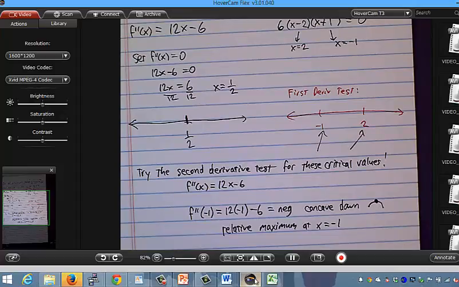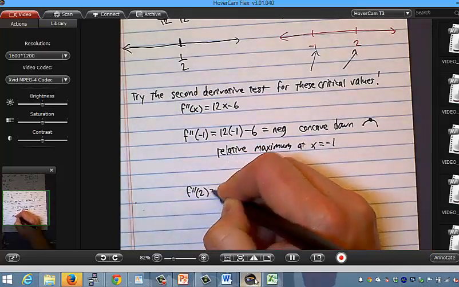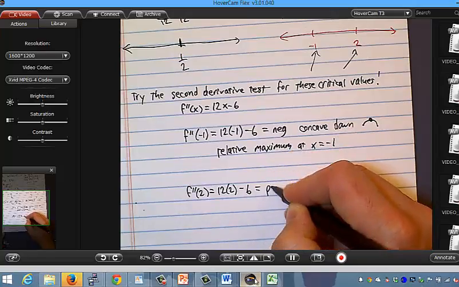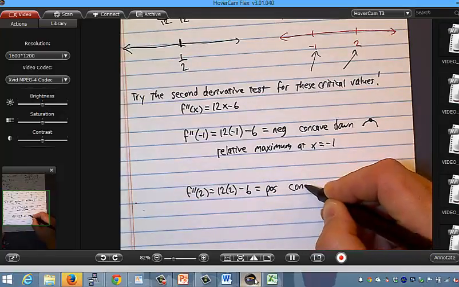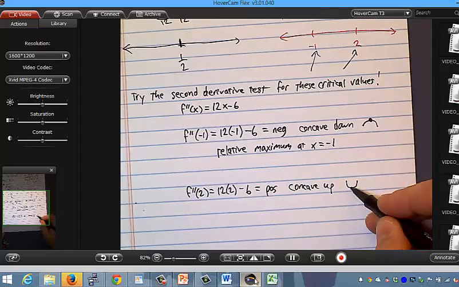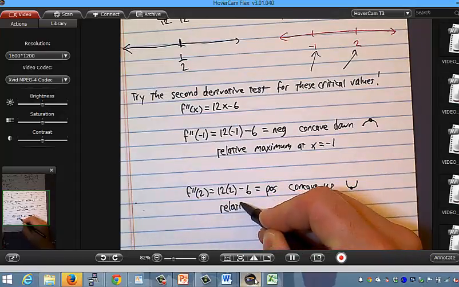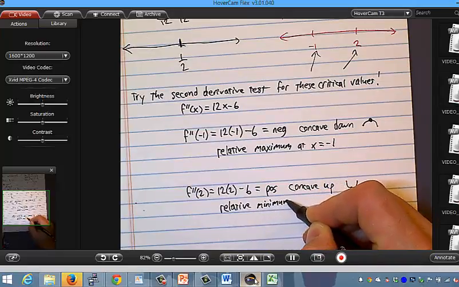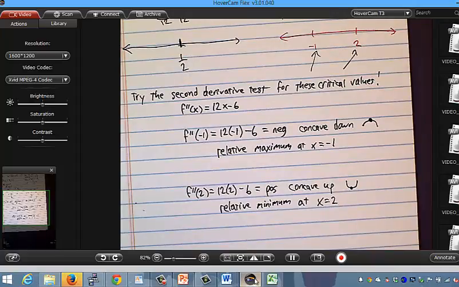Try it for positive 2, see what happens. Try to do the second derivative test on the critical value positive 2. Times 2 minus 6. So it'd be positive. Right? What's that mean? Positive means concave up. Concave up, cup. Concave down, frown. Concave up, cup. Like this. So what does that tell me? What do you know about the critical value 2? We have a relative minimum at x equals 2.